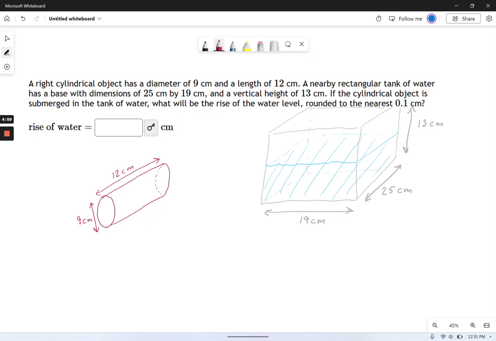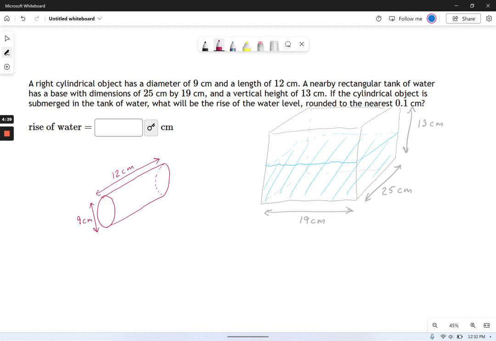This problem demonstrates the Archimedes principle, which is that if you take an object, like this cylindrical thing over here, and you dunk it in a tank of water, the water will rise because the object is displacing the water. It's pushing the water out of the way as it sinks into the tank. The water has to go somewhere, so it rises, and you have a height increase of the water level.